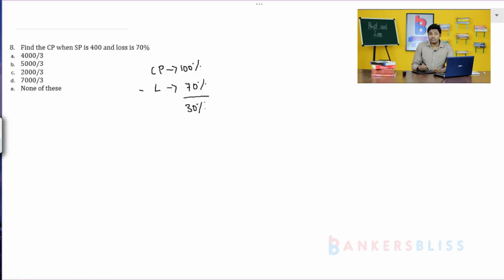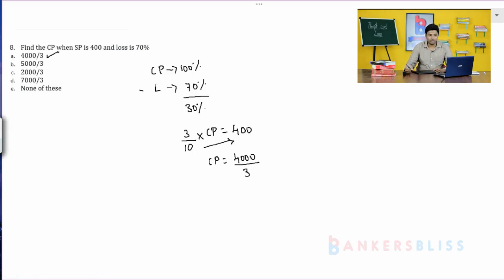So 30% of cost price is your selling price. 30% is nothing but 30 by 100, which is 3 by 10. So 3 by 10 of cost price is the selling price. The selling price is 400. Then what is the cost price? You cross multiply and you get 4000 divided by 3. So the cost price is 4000 by 3. Option A is the right answer.